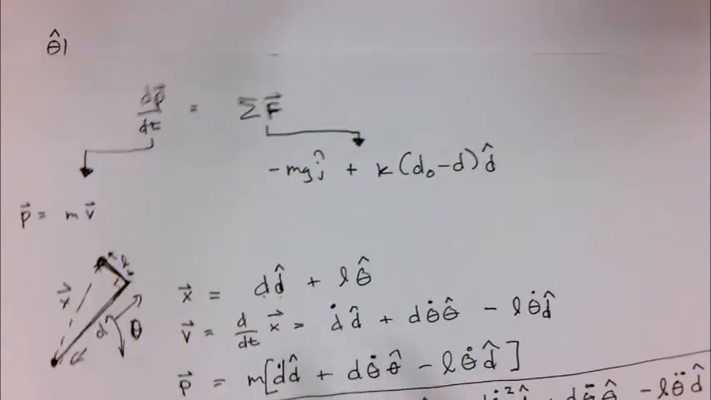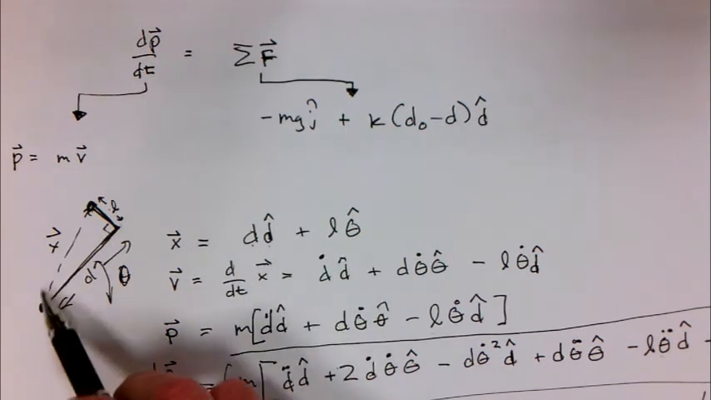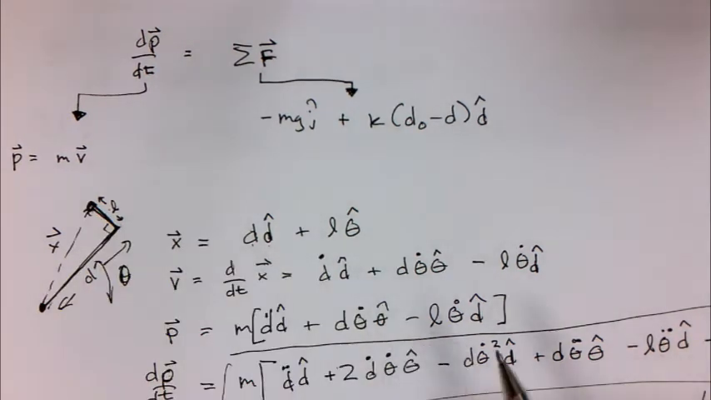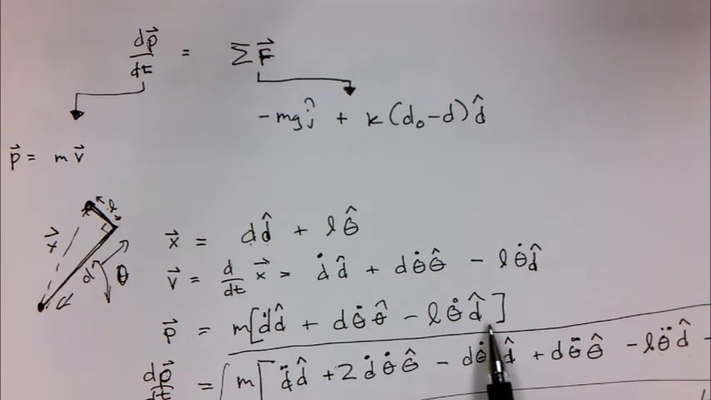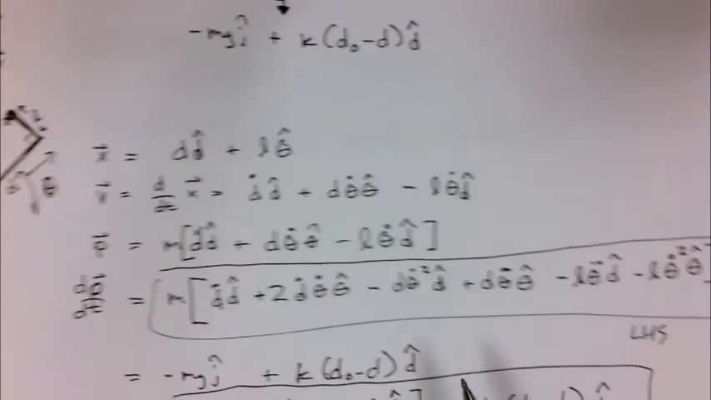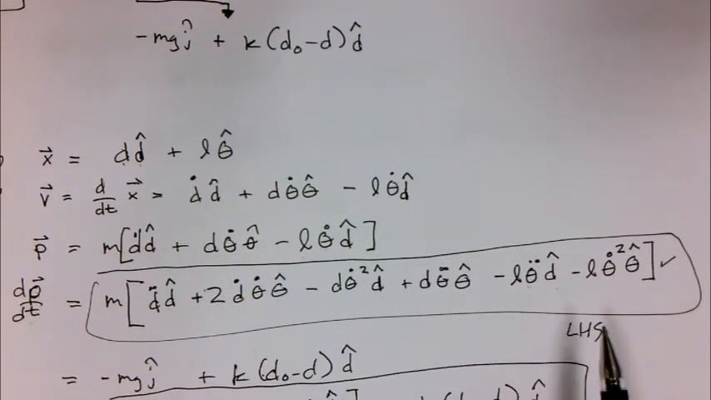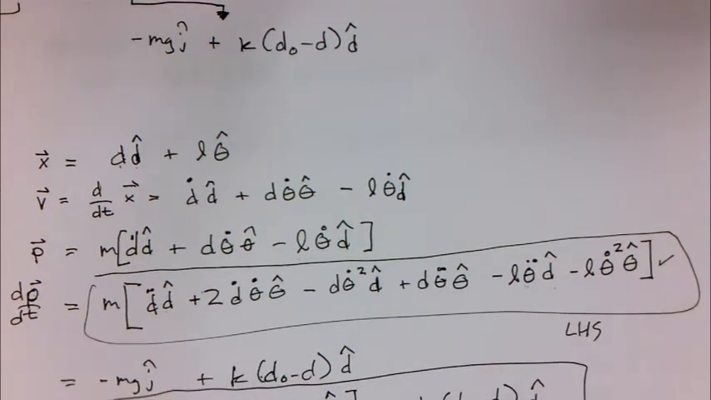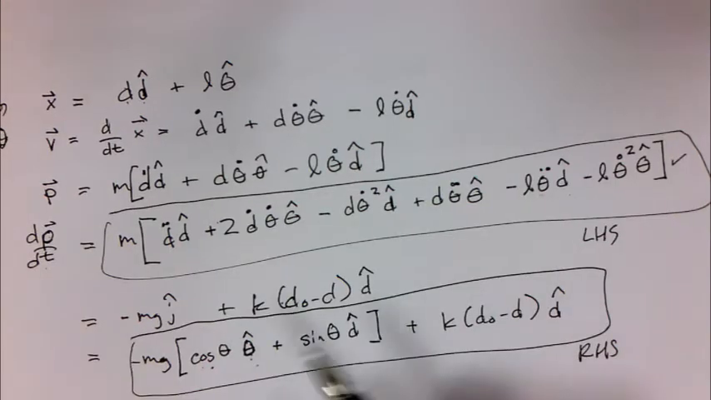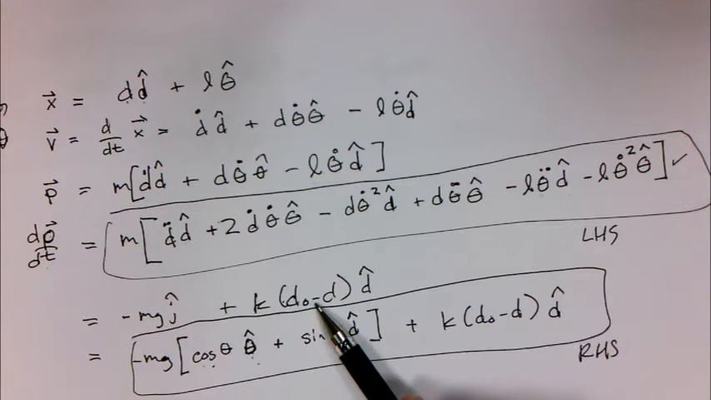So using that coordinate system, you'll recall that we figured out an expression for the position of the person. So the position vector x defines the person's position, for the velocity of the person, for the momentum of the person, and finally for what the time rate of change of that momentum is. And of course, that now allows us to say that the time rate of change of the momentum, which has all this stuff in it, must be equal to the sum of forces acting on the object. And so here we've got the sum of forces acting on the object, gravitational force and the spring force.